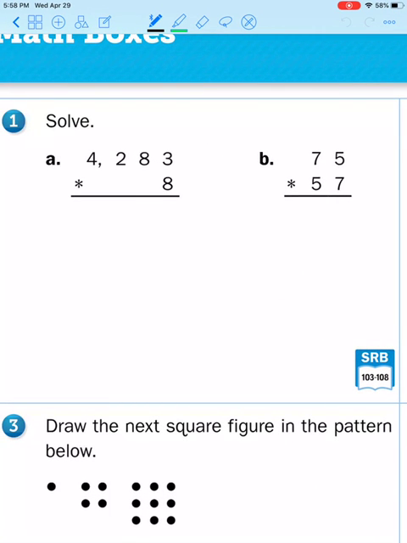Okay, number one is having you practice your multi-digit multiplication. You can see A is a 4-digit number times a 1-digit. B is a 2-digit times 2-digit problem. All right, so let's get into it.